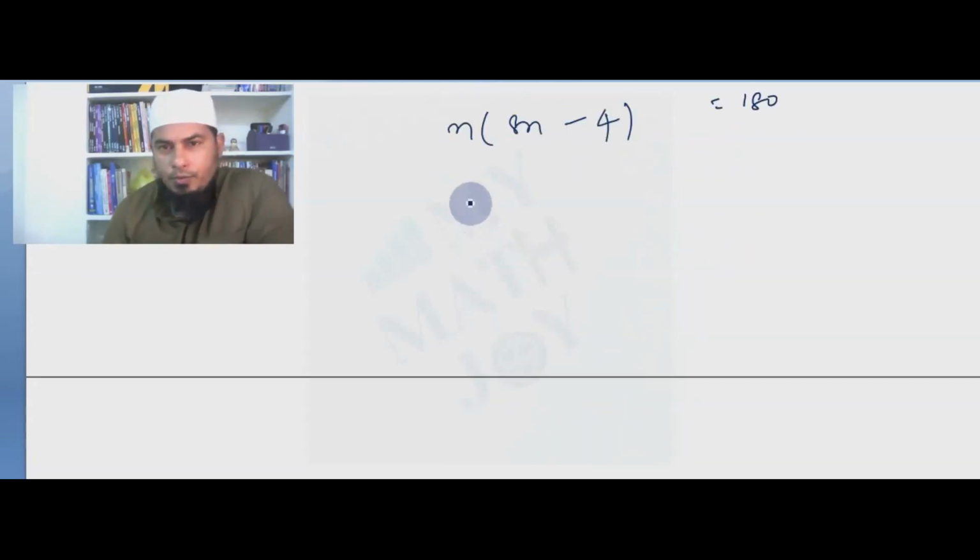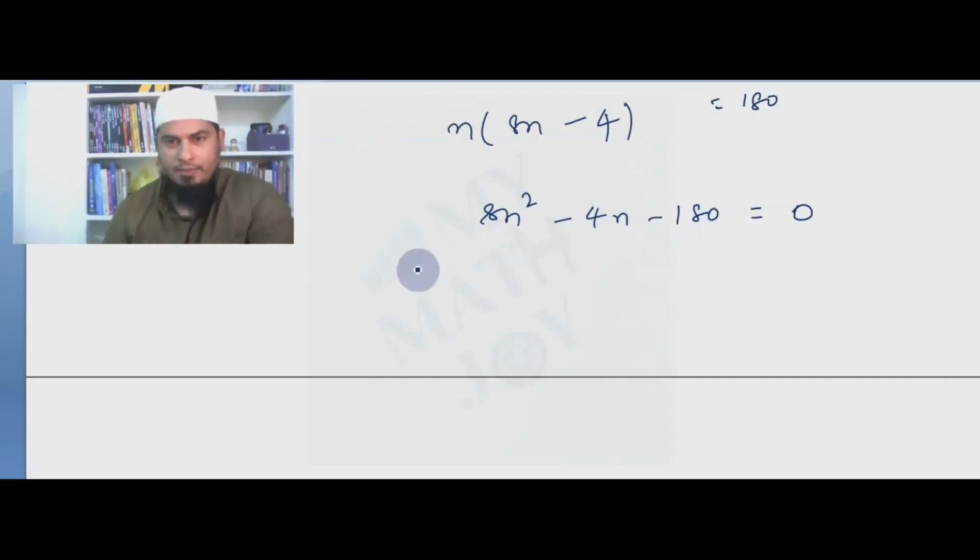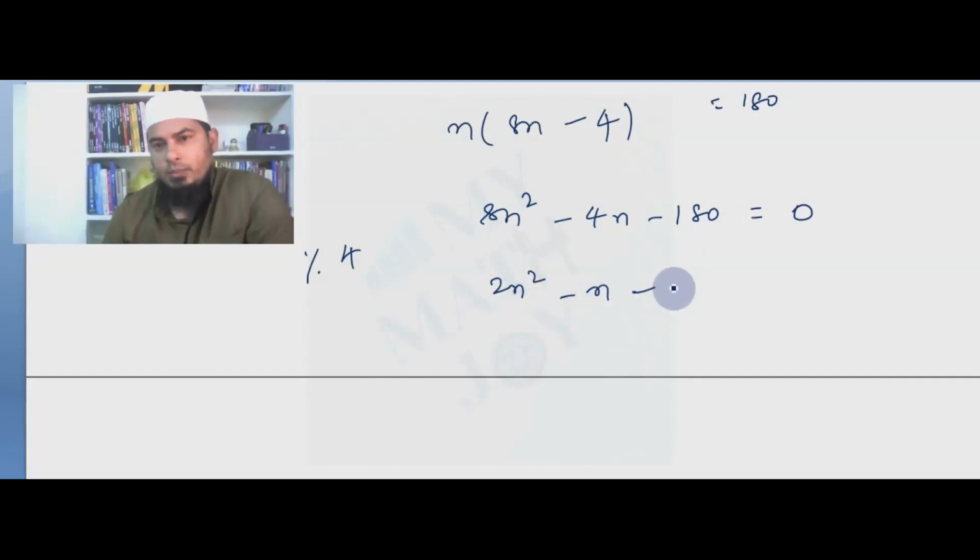Now I multiply this in this way and bring the 180 to the left side. Is there any cancellation? Every term can be reduced by dividing by 4. We get 2n square minus n minus 45 equals 0.